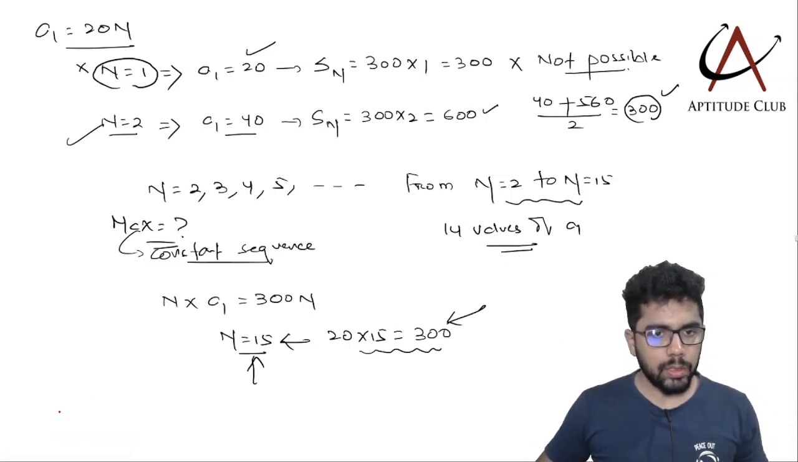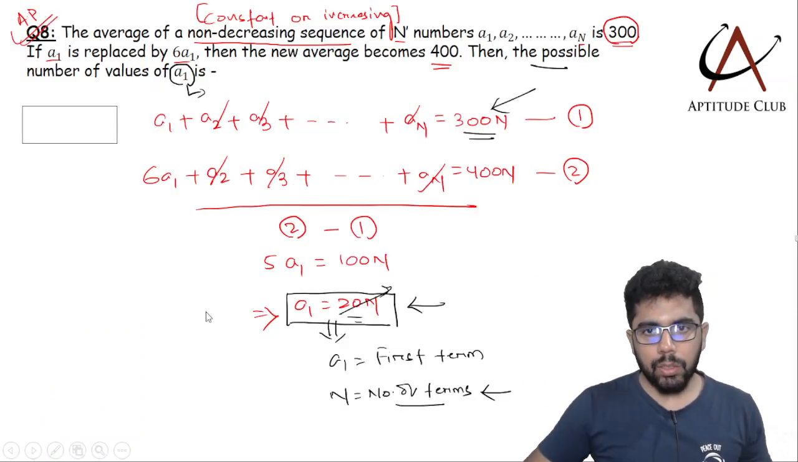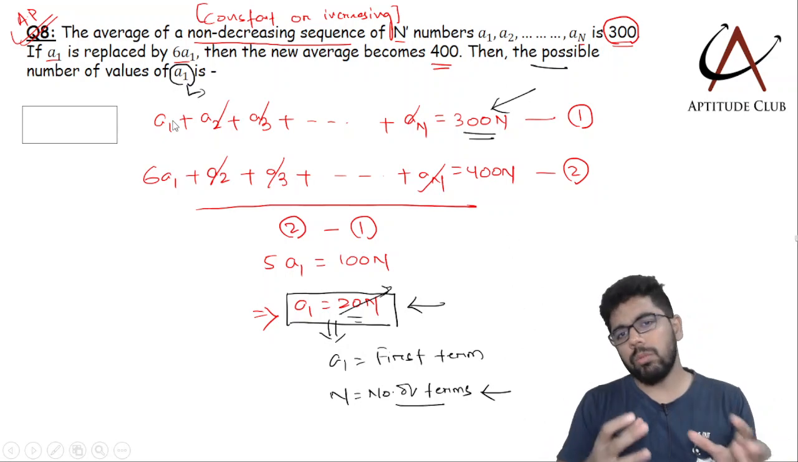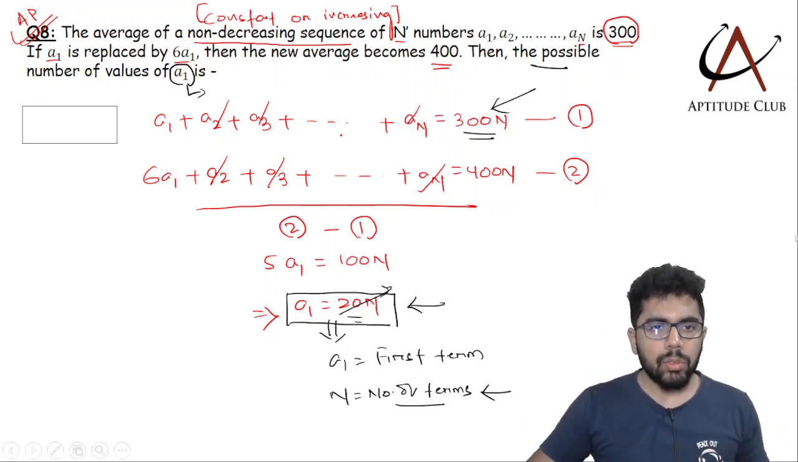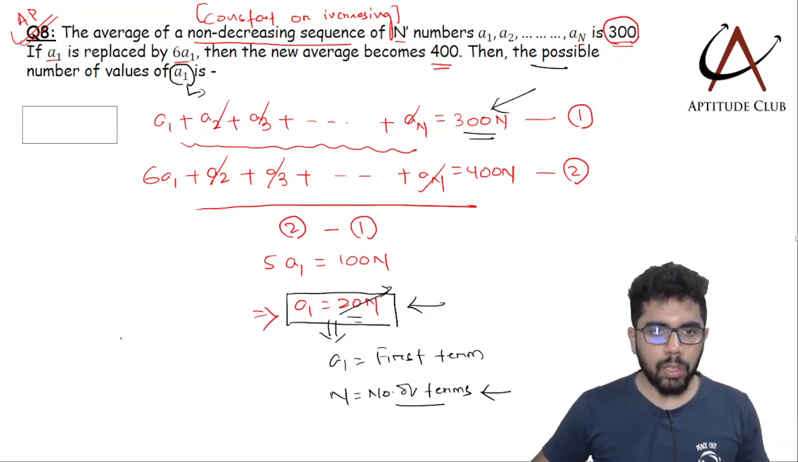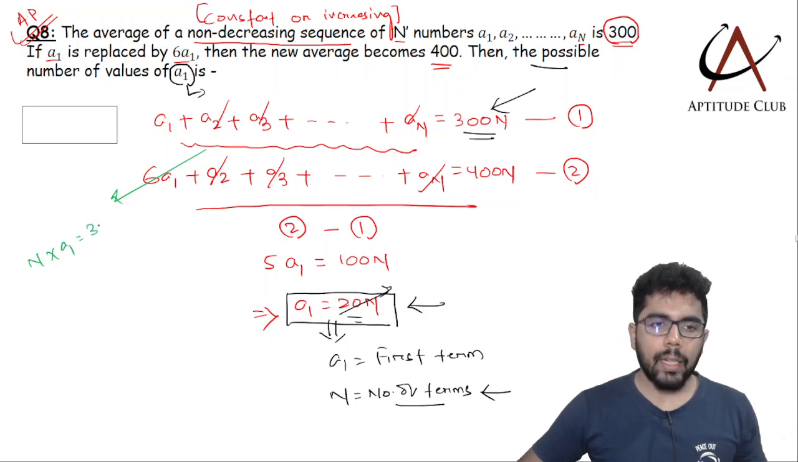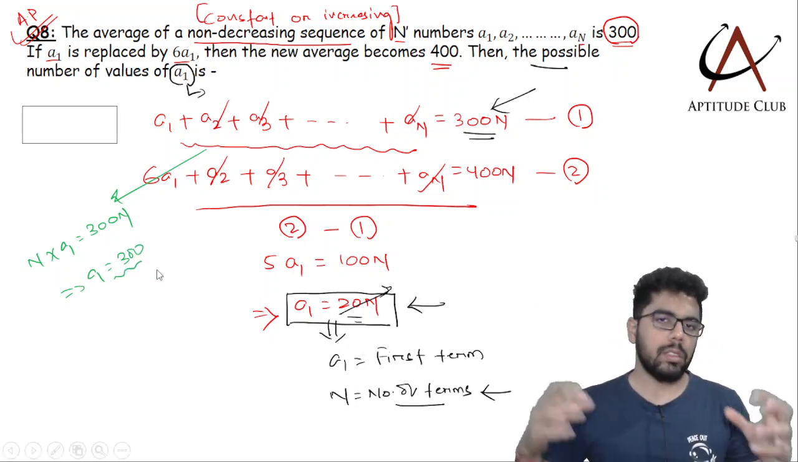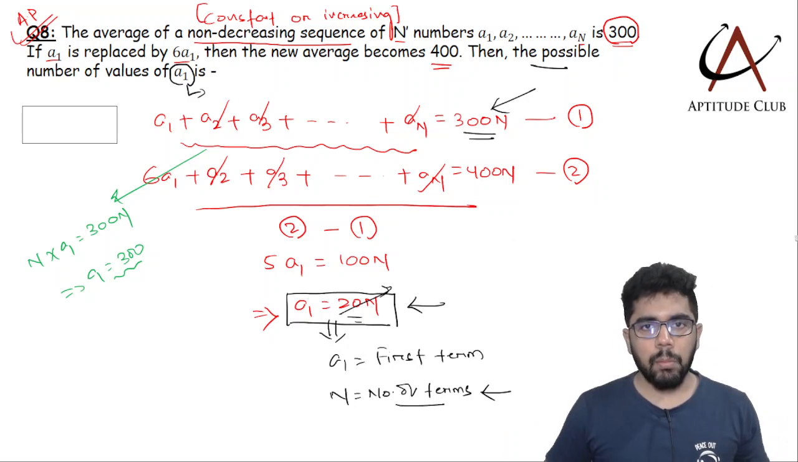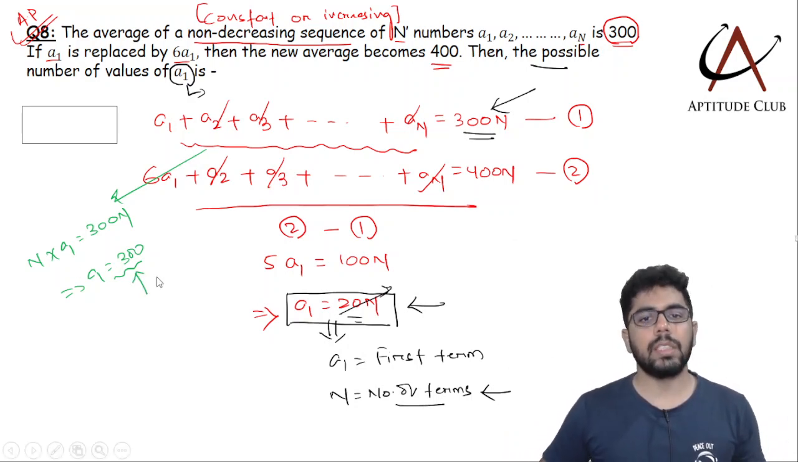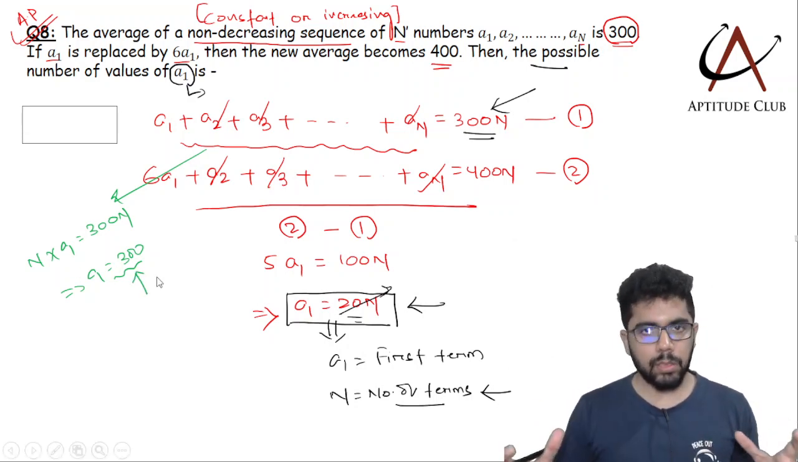Because if you solve this, how did I get this? Look at equation 1. If a1 equal to a2 equal to a3 equal to an, so this total sum I can rewrite, because every term is equal now. This total sum I can rewrite as n times a1, and this is 300n. So that means a1 will be 300, and every term is 300, thus the average is 300. But in that process, how many terms maximum you can take? You can take 15 terms max.